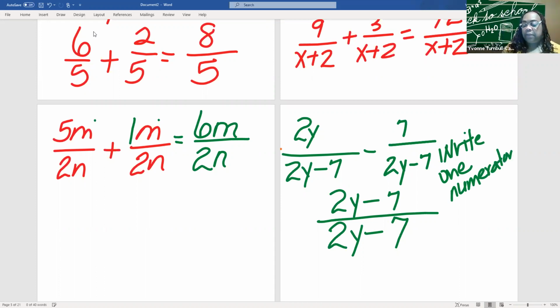And that's what I did right there. I wrote one numerator. And once I've done that, I was like, oh, they're the same. I'm dividing the same expression by itself. So that gives me an answer of 1. And we're done. Now, are they all that simple?